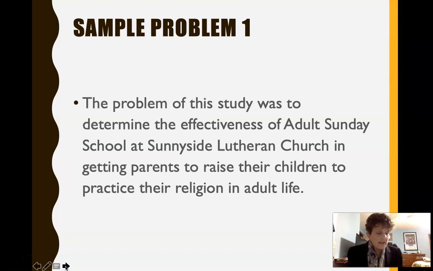If we reword this and we say, the problem of this study was to determine the effectiveness of adult Sunday school. Okay, so that's telling you what we're studying. Where? At Sunnyside Lutheran Church. In getting parents, so that's the who, to raise their children to practice religion in their adult life. So you can see how this makes it very clear for the person who is reading your problem to understand exactly who, what, why, where, and when. So this answers all the questions.